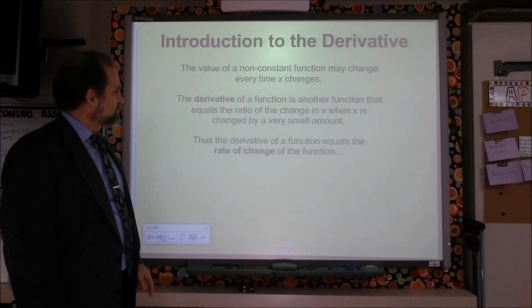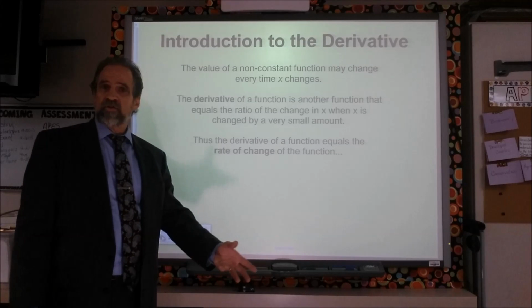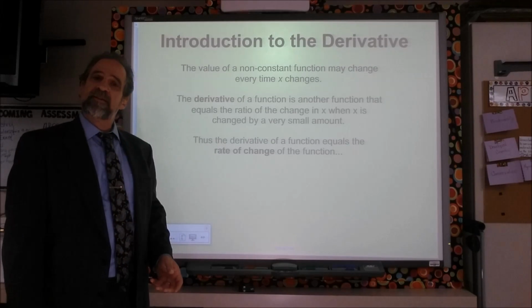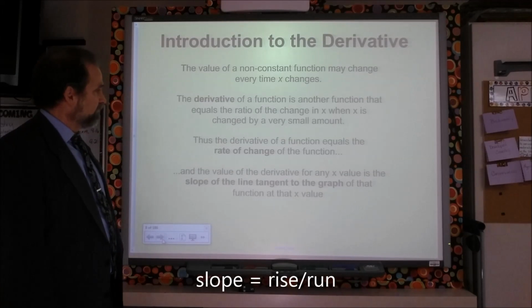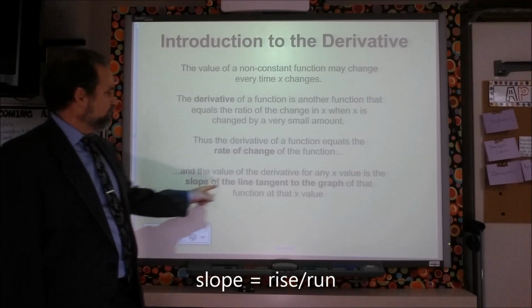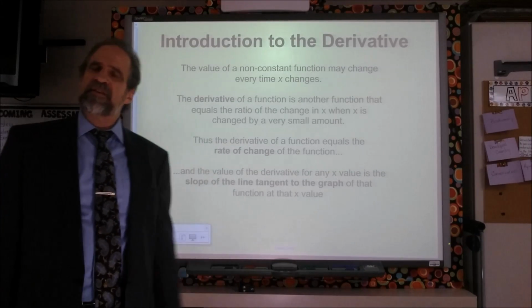All right, thus the derivative function equals the rate of change of that function, and that basically means rise over run. So what formula is that? Slope. All right, and the value of the derivative for an x value is the slope of the tangent line to the graph. Now you know why it's a slope function. The slope of the tangent line.